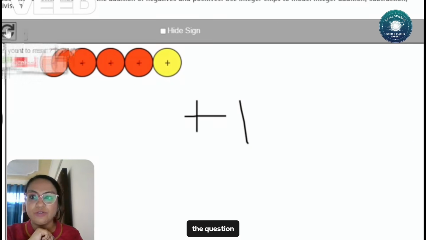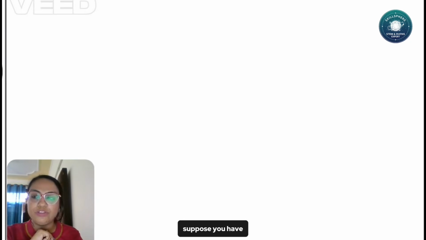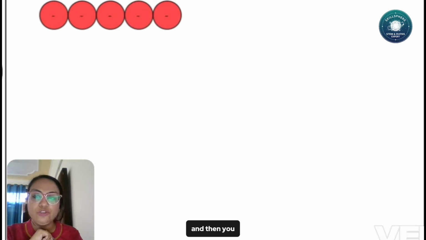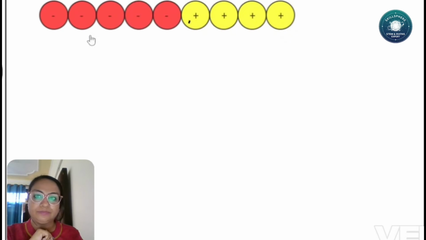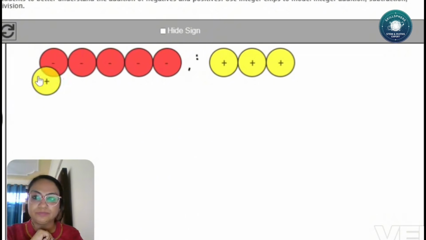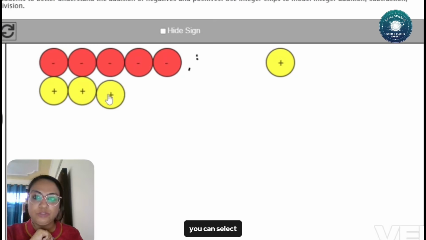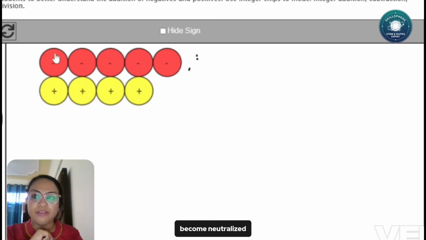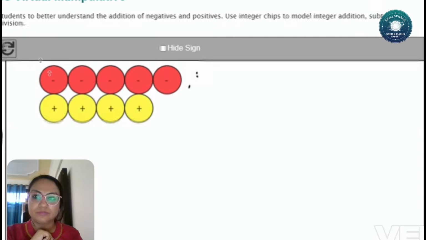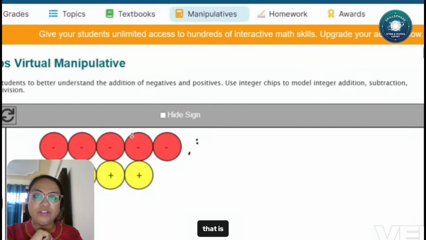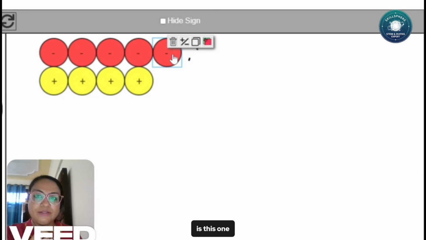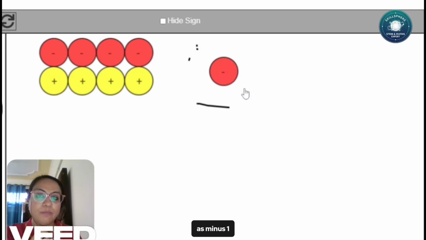And now we are going to reverse the question. Let's reset from here, and suppose you now have -5 with you, and then you need to add +4. When you now make pairs, what will be left? You can select all these pairs and they will become neutralized. So what is left with you? Only one red is left with you. That is this one. So you will have the answer as -1. Simple, easy. While using these manipulatives, you can learn very quickly, and maths is no more abstract.